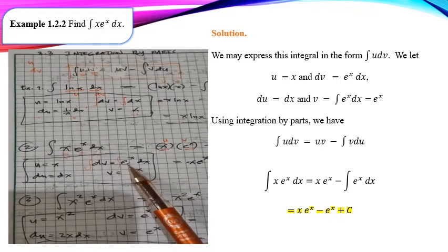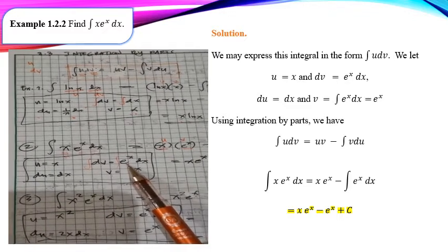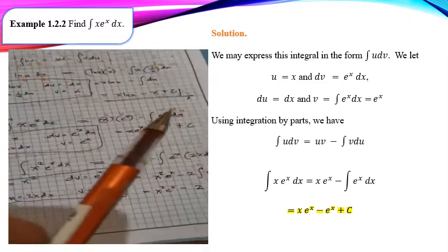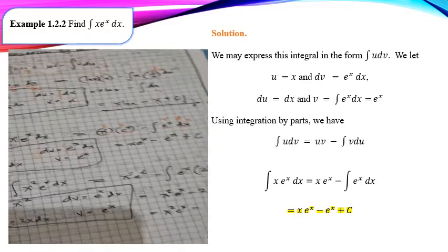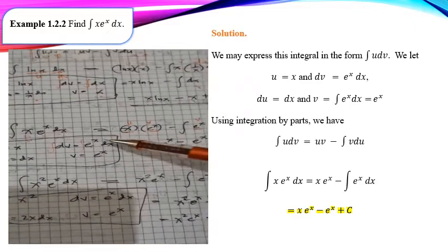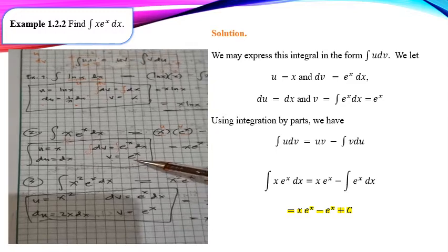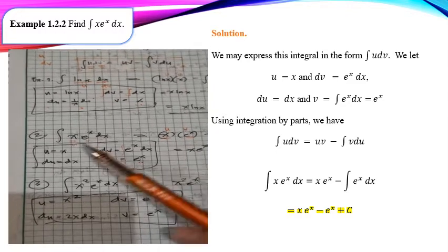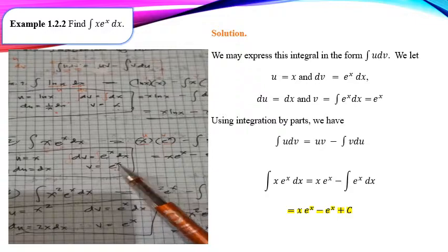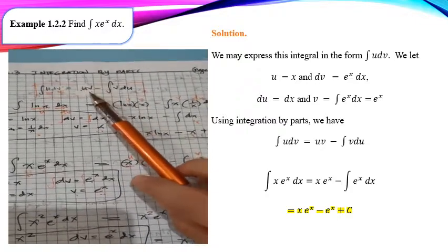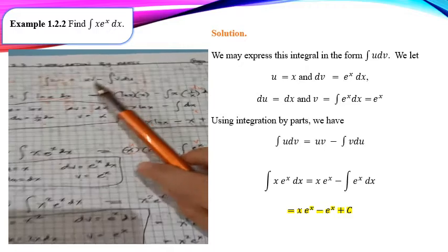And then, integral of e to the x from formula number 3 sa techniques of integration, integral ni e to the x dx is equal to e to the x. So, that's why ang naging v natin is e to the x. And then, after that, pag nakumpleto na tong apat na to, ay follow na natin or substitute na natin dito sa given na pattern ng integration by parts.